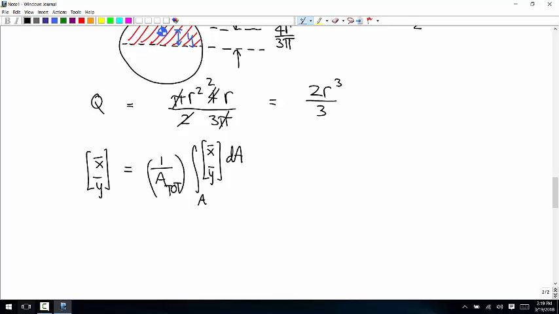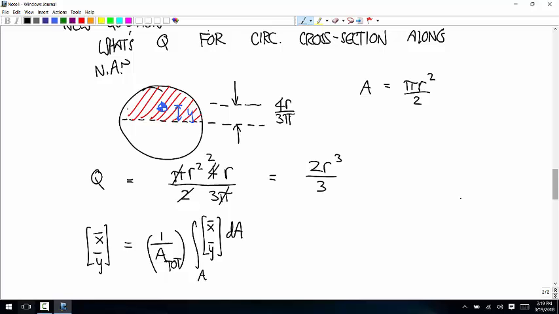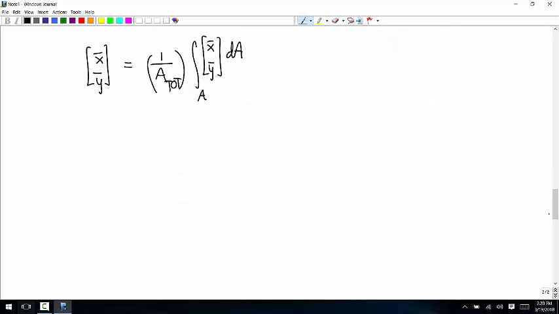cry. But yes, the formula for the centroid of a half circle or a quarter circle is 4r over 3 pi. Any other homework questions?